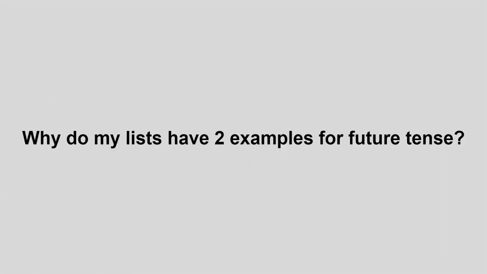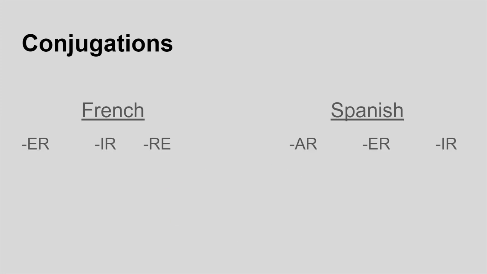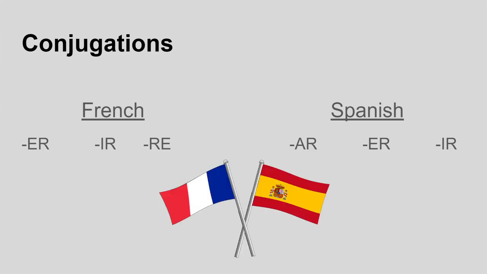Now, you might be thinking, why on earth do my lists all have two sets of examples for the verbs in the future tense? Or maybe, why aren't all future tense endings just the bo, bis, bit? This is because of an important part of grammar called conjugations. Many Romance languages have conjugations, like French with the er, ir, re verbs, or Spanish with ar, er, and ir verbs, and they come from Latin.